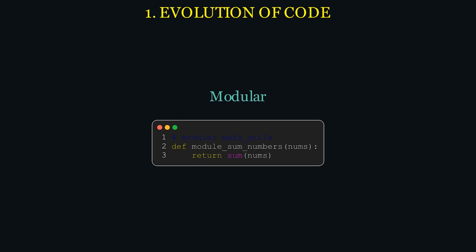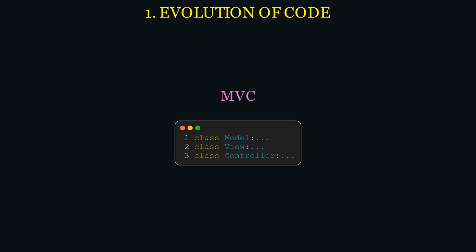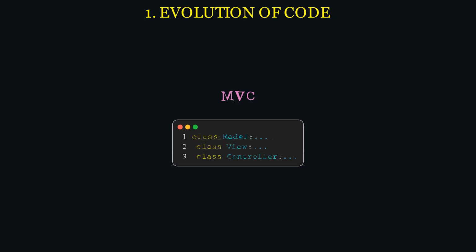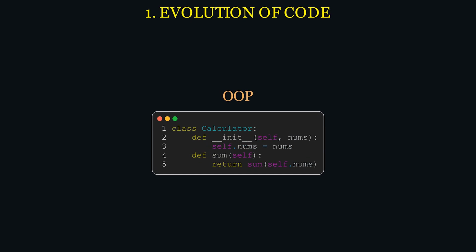Next, we advanced to modular programming, splitting our code into independent modules for better management. We even explored MVC, which strictly separates our system into model, view, and controller. And finally, we arrived at OOP, where we group both data and logic into independent objects. This transition allows us to build systems that are organized, scalable, and truly professional.